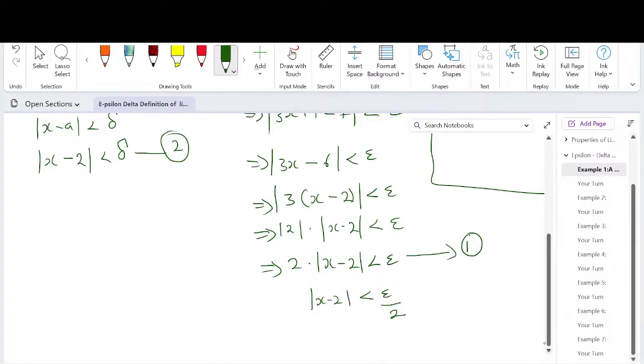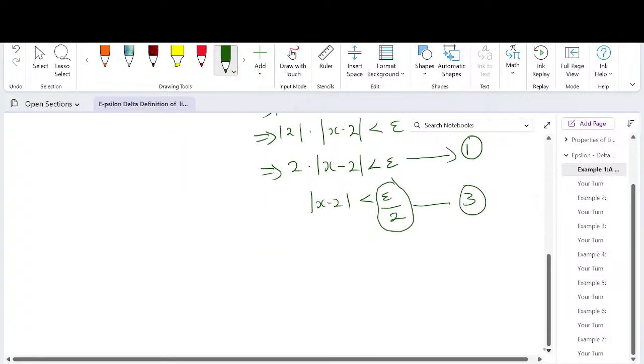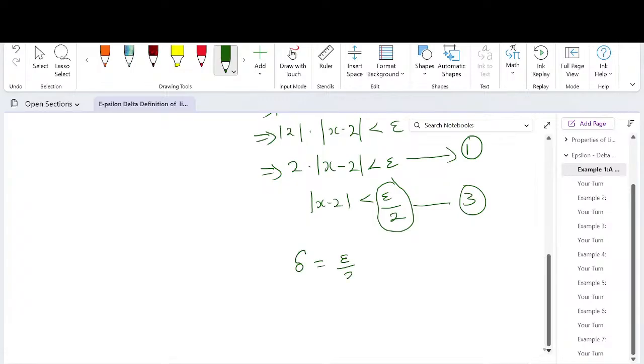So now you can compare 2 and let me call this one 3 now, because I don't want to use this. If you look at 2 and 3 by comparison, you see that this is actually the value of our delta because they are the same. So that means I can say my delta is equal to epsilon over 2. Once you get the value of delta, we are good with the proof. So that means we are done with the proof.